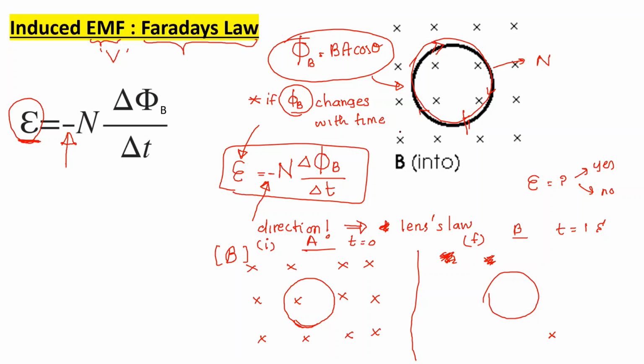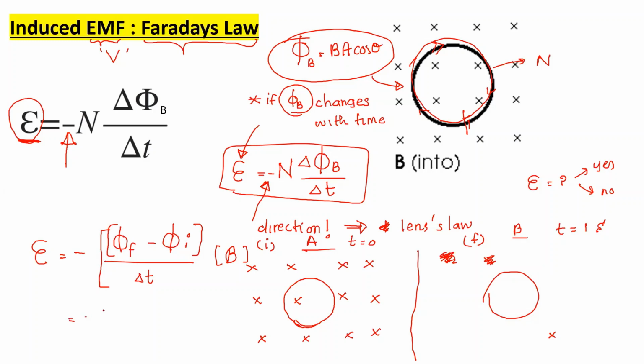So my answer is yes, we have an EMF. Let's see why. When do we get EMF? If there is a change in flux, right? We don't get an EMF just because we have a flux. We get an EMF if there is a change in flux. So let's try to calculate this. Change in flux means flux final minus flux initial, right? That is your change in flux. And you divide it by the time.